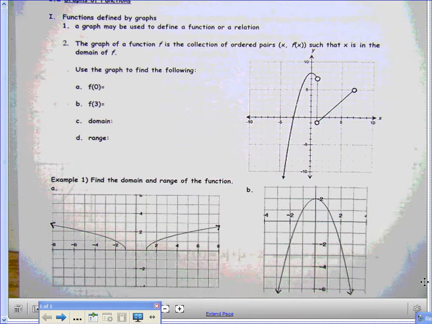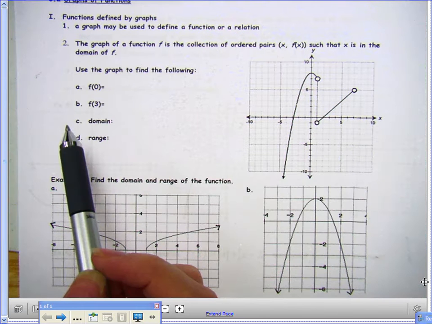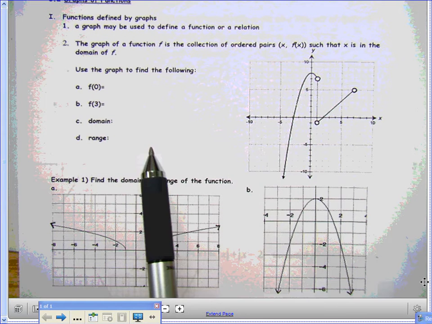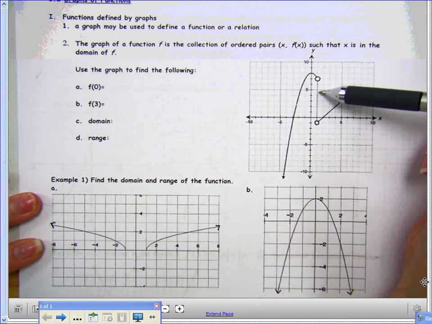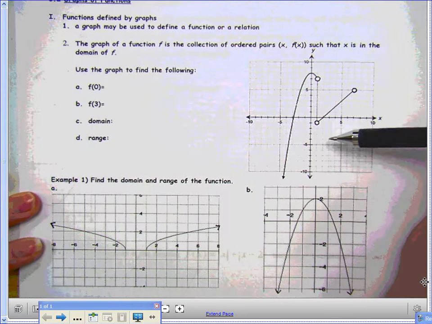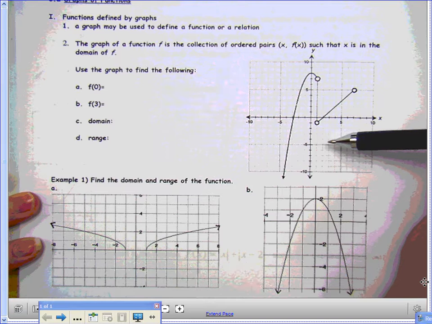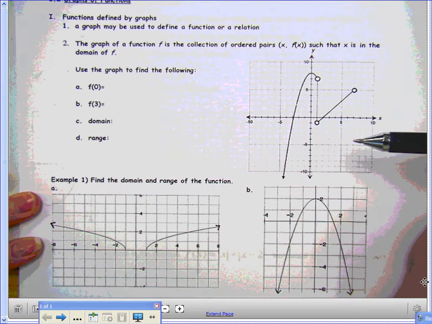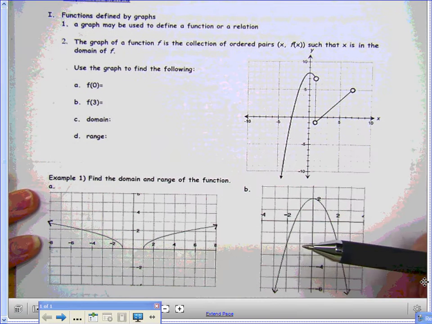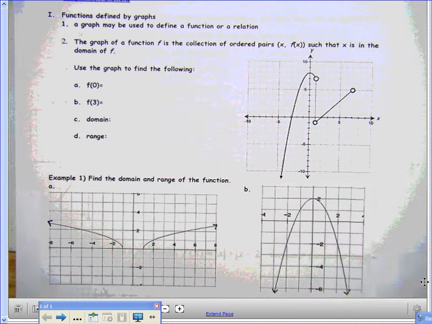All right, so looking at the first problem that we have, we want to use the graph to find each of the following. This dotted line that you have in your paper is not really there. My graphing program just likes to put it there for some reason. So if I'm looking at this equation, first we want to find f of 0. So what is f of 0 equal to?